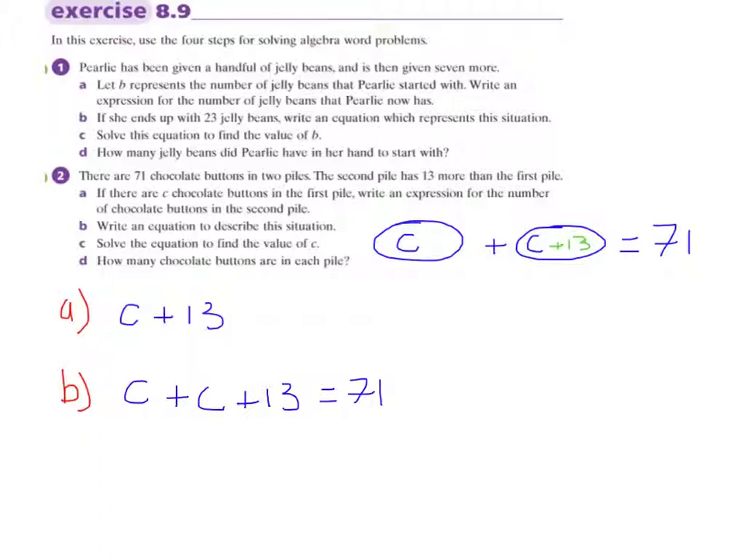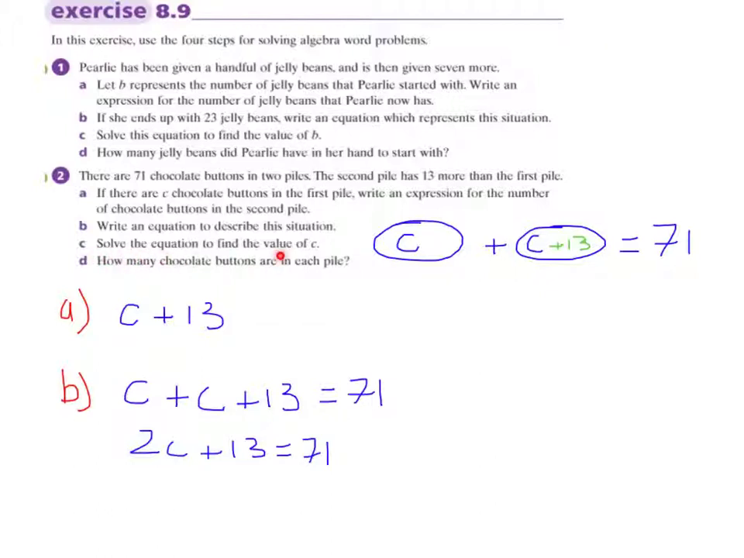That's a good answer, but is there a better answer? Let's think about this. I've got C and C. C plus C gives me 2C plus 13 equals 71. So the first one is a good answer. This is a better answer.